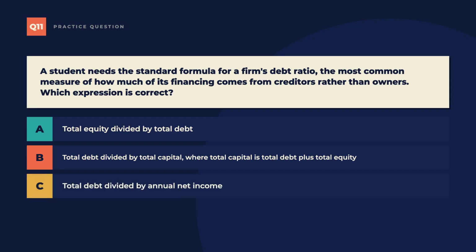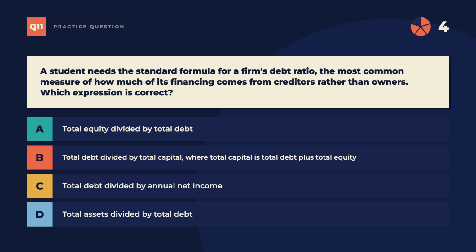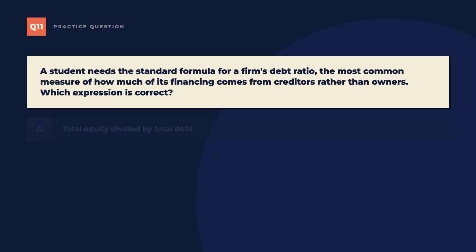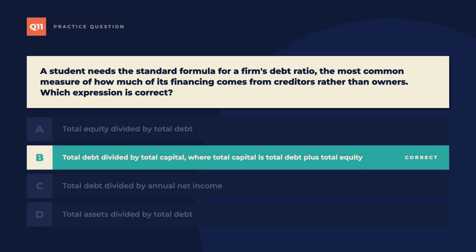C. Total debt divided by annual net income. D. Total assets divided by total debt. Before I reveal it, which one do you think is right? The correct answer is B. Total debt divided by total capital, where total capital is total debt plus total equity.